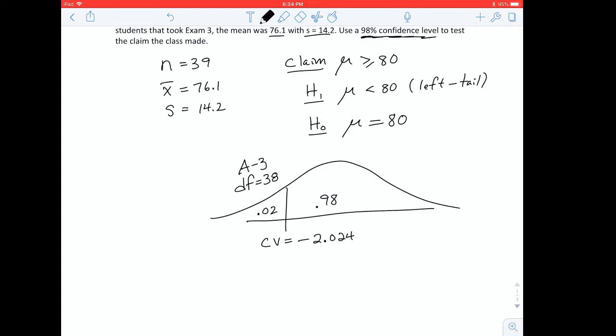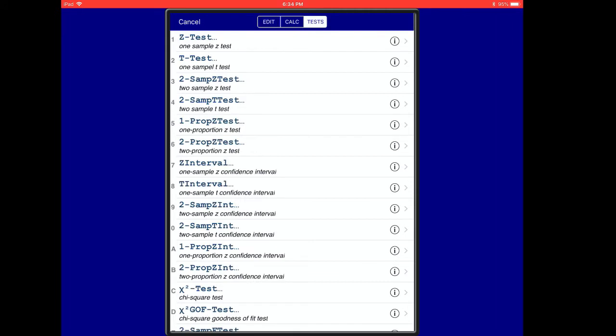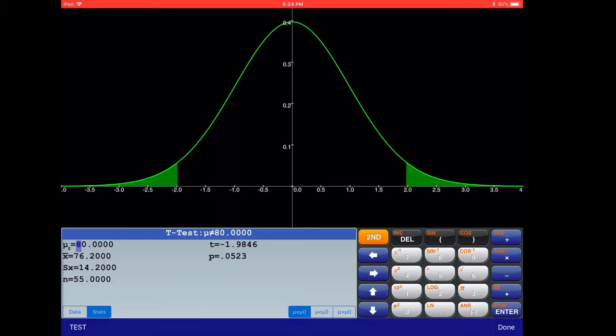Then for the test statistic, you could use the formula if you want, but I would use the calculator, and that's called the t-test. Now I need to go over to the calculator. So this is like a T83 or a T84. When I go to stat and then tests, then I'm looking at number 2, the t-test. And on this version it draws the picture, but that's not really important.